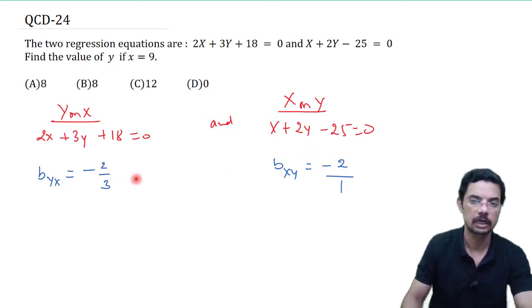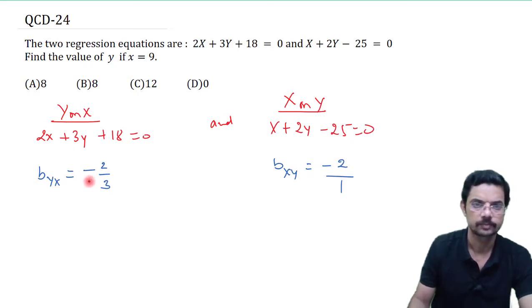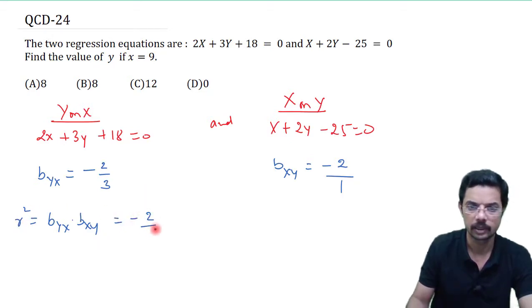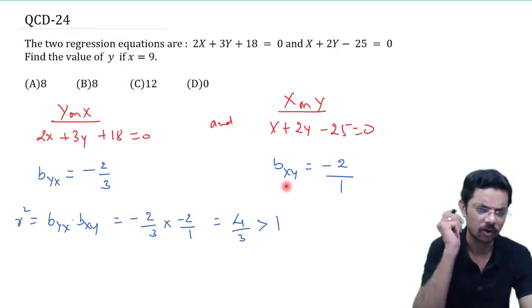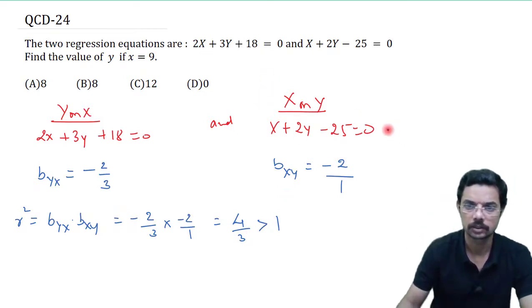Now let us multiply these two and check which one is correct. When we multiply these two, we get byx into bxy, which is equal to r square, and that will be equal to minus 2 by 3 into minus 2 by 1. 2 2s are 4, minus minus plus, this is 4 by 3, which is greater than 1. Our assumption is wrong. So which is y on x? This one is y on x.